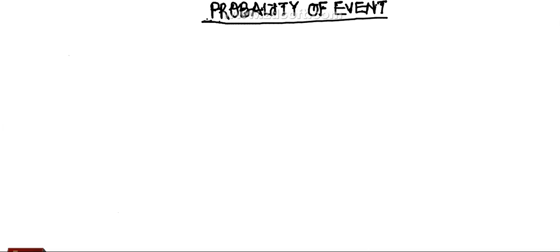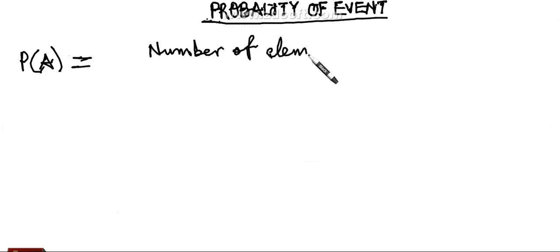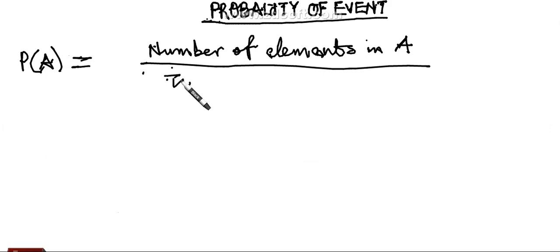Probability of an event, or probability of events. Simply, when we say probability of an event, we say it is a subset of a sample space, which means that given the probability of, let's say, P of A is equal to the number of elements in set A over the total outcome.